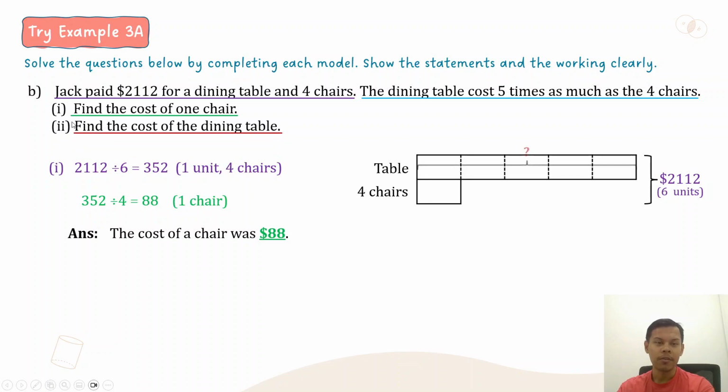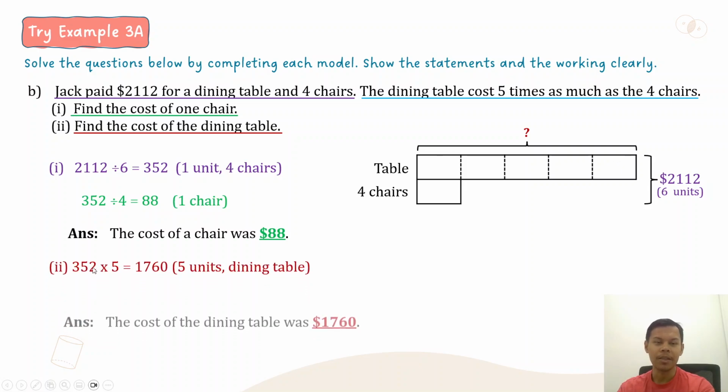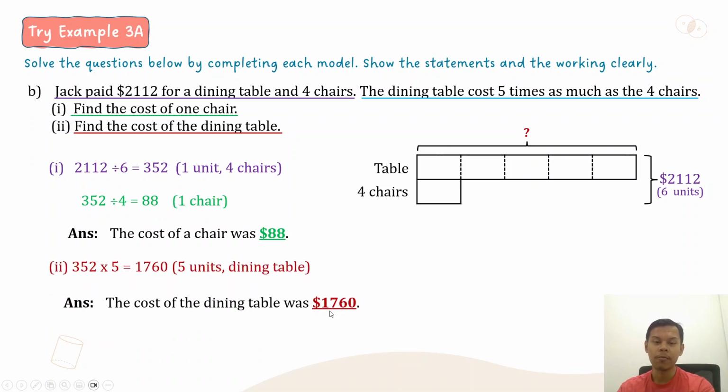Alright, next question. Find the cost of the dining table. The dining table is actually 5 times as much as the 4 chairs. So for 1 unit, it's going to be 352. What if we have 5 units? Yes, just multiply it by 5. We are going to get $1,760 for the table. Right?